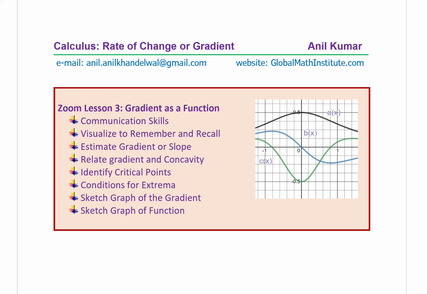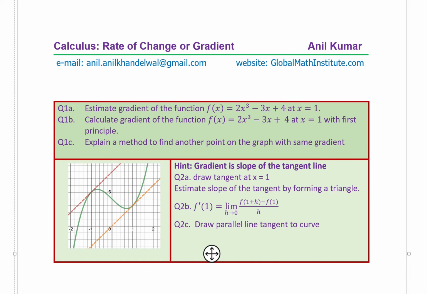So let's begin with estimating the gradient. So here is question number one. The session is going to be very interactive. I'd like you to pause the video, copy the question, answer. The hints are also provided for you. Question number one is estimate gradient of the function f of x equals 2x cubed minus 3x plus 4 at x equals 1.